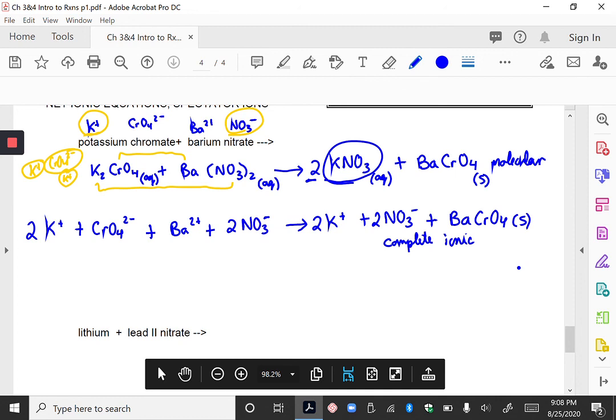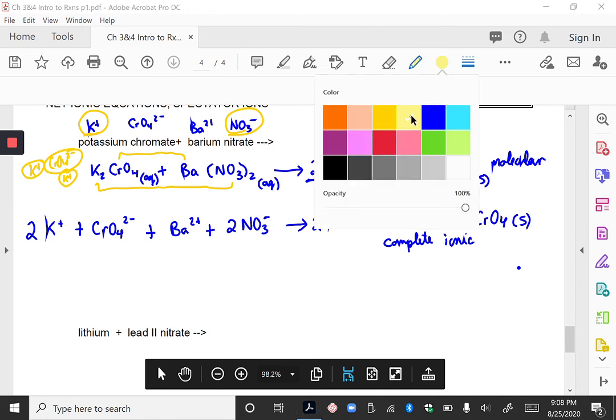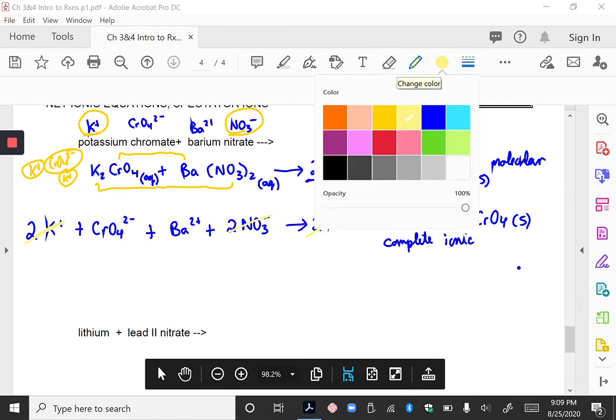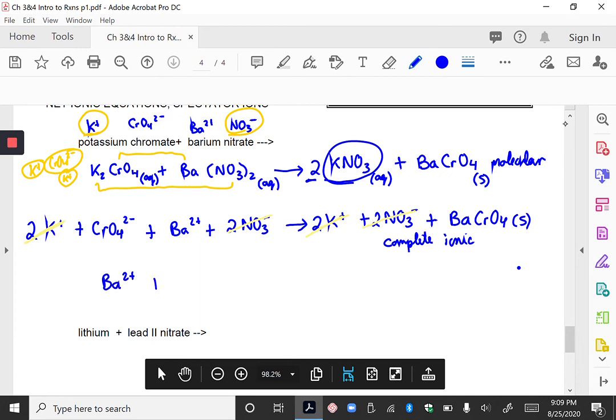Then we can write the net ionic equation. To write the net ionic equation, what you do is you cross out whatever you see on both sides that's the same. So we see 2 K pluses here. We can cross that out with 2 K pluses. We see 2 NO3 minuses and 2 NO3 minuses. So then we write whatever is left. What we're left with is Ba2 plus plus CrO4 2 minus yields BaCrO4 solid. This is your net ionic equation.